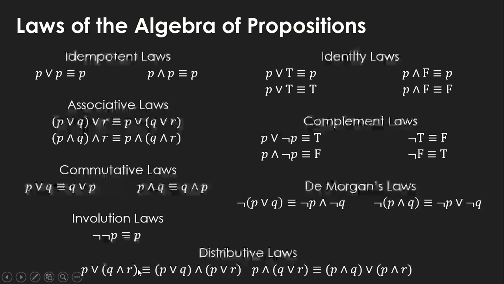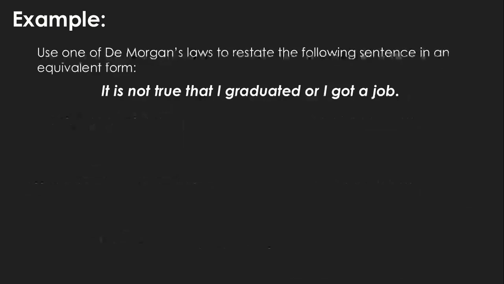That is the distributive laws, or distribution property of equality. Okay? Now, those are only some of the common laws of algebra that are applied to propositions. Say, for example, we have this statement. We will use one of De Morgan's laws to restate the following sentence into its equivalent form. Say the statement is, it is not true that I graduated or I got a job.